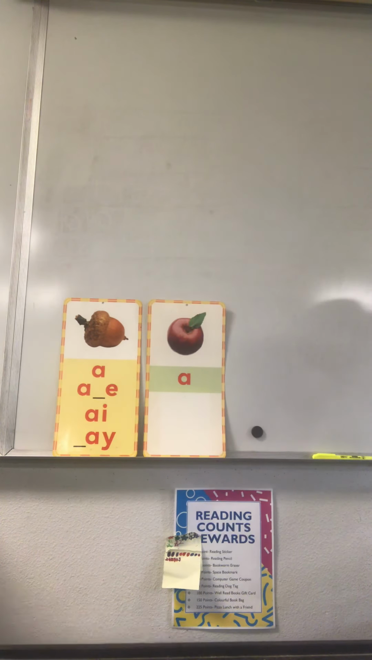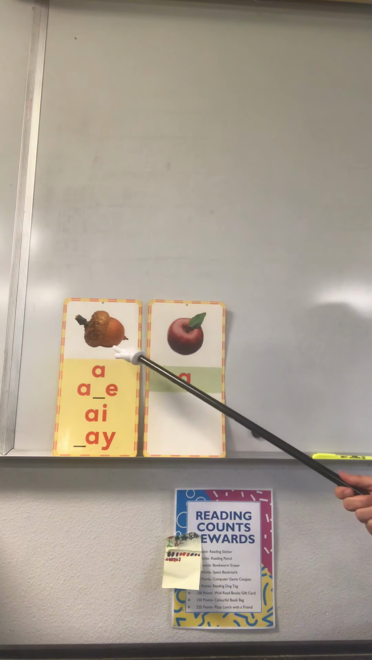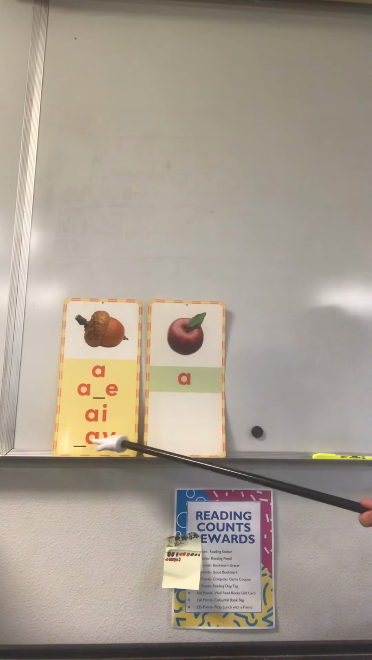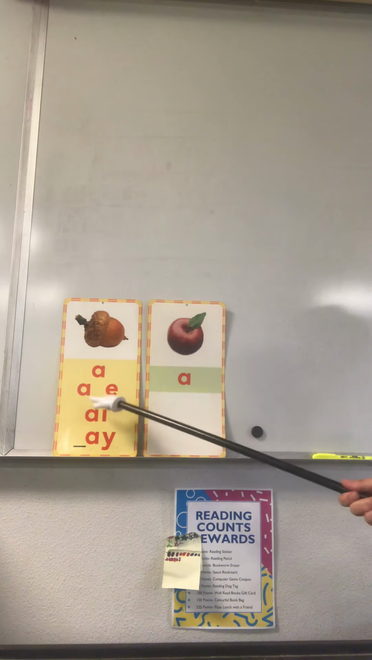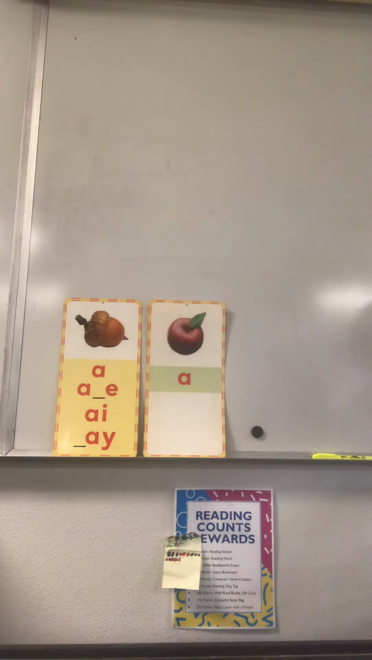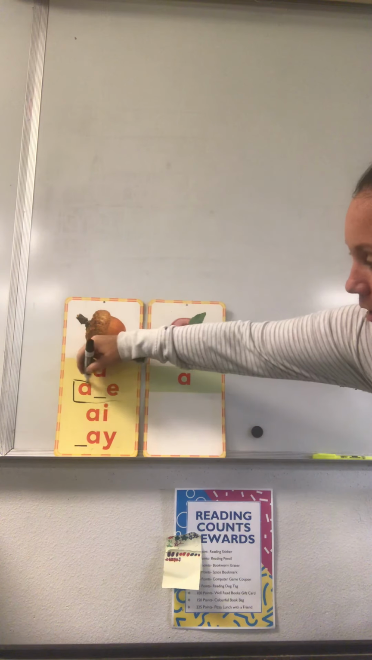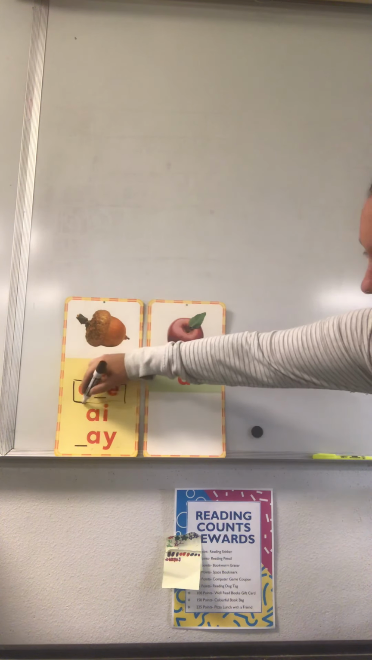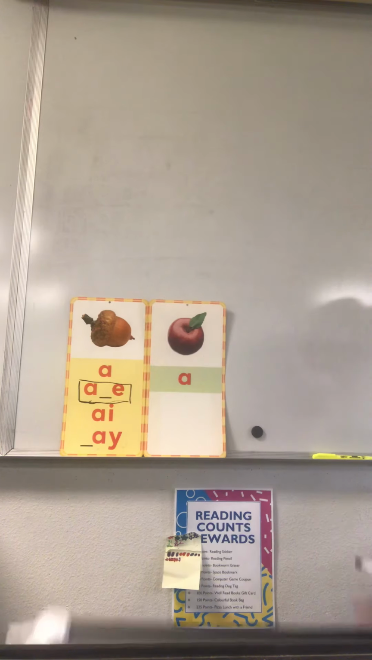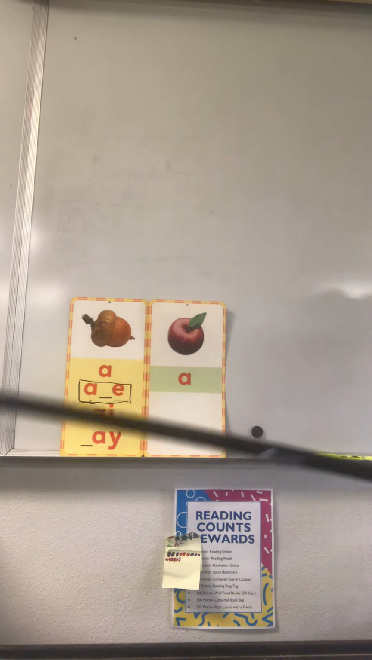Can you say acorn? Acorn card makes the A sound. What sound does it make? And it is spelled all these different ways. It's spelled with an A, with an A blank E, an A I, and a blank A Y. And today we are going to learn how to say words that have the A blank E pattern. So this is the pattern that we are working on this week. A blank E. So we're going to work with A words and words that say A, okay?